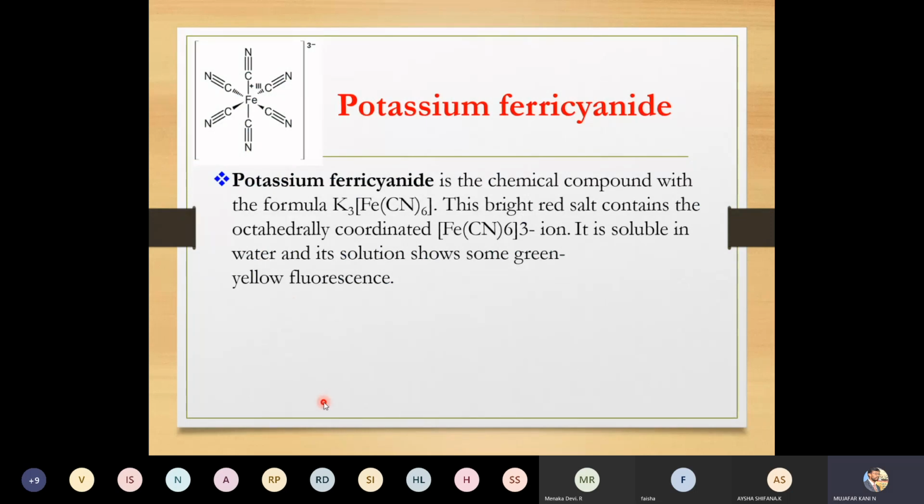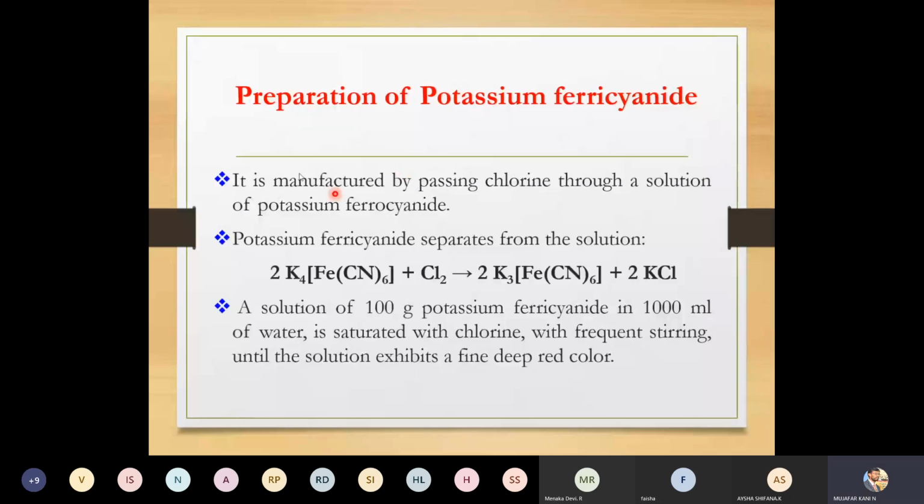Potassium ferricyanide is the chemical compound with the formula K3[Fe(CN)6]. This bright red salt contains the octahedrally coordinated [Fe(CN)6]3- ion. It is soluble in water and its solution shows some green-yellow fluorescence. So it is an inorganic complex, the potassium ferricyanide indicator. Then how to prepare the potassium ferricyanide indicator? A solution of 100 gram potassium ferricyanide in 1000 ml of water is saturated with chlorine with frequent stirring until the solution exhibits a fine deep red color.